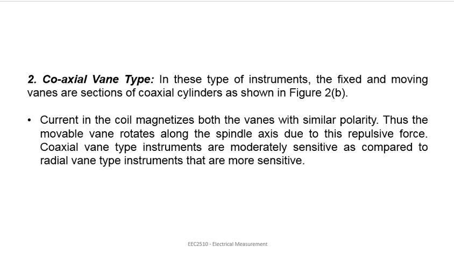We have already discussed that the current flowing in the coil will magnetize both the vanes with similar polarity. So the movable vane will rotate along the spindle axis due to this repulsive force. Sometimes these coaxial vane type instruments are considered more sensitive as compared to the radial type instruments. Radial type instruments are more sensitive, and the coaxial vane type are moderately sensitive.